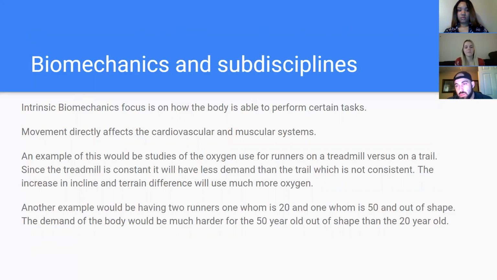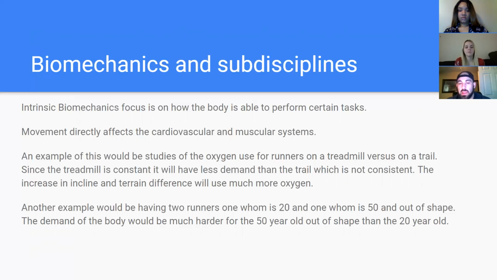On a treadmill, it's pretty consistent, especially if you have the incline flat. As you increase the incline, there will be a little bit more demand on the body as you go. But the trail is going to be a lot tougher because the terrain isn't consistent. You're going to have different pressures, different stride length, and that's going to use a lot more oxygen because it's a lot harder on the body.